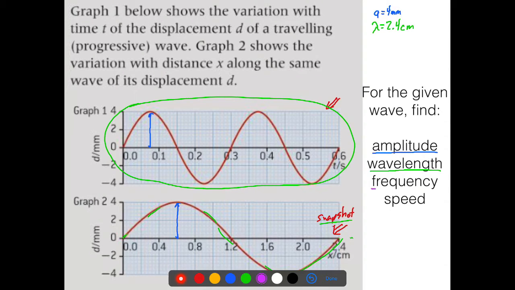Okay, the next one asks for frequency. So frequency is how long does it take to go from one point until it gets back to that same point again. Okay, so distance isn't really going to help me there. I need some time. So in this one, I'm going to look at the first graph because the first graph has to do with time. And I can look at a single particle and I can say, well, that particle starts here and then it goes down and then it comes back up again.